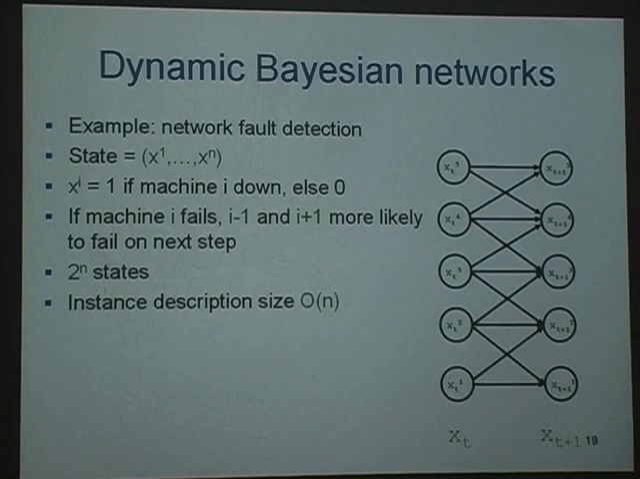The thing about this model is that even though there are 2 to the n states for all the machines, you can describe the model using just O of n numbers, because we just need to say how each machine's failure depends on itself and its neighbors in the previous step. So in this sense, you can describe the model using polynomial in n numbers, but can you do filtering in polynomial in n time? And the answer is no, unfortunately.